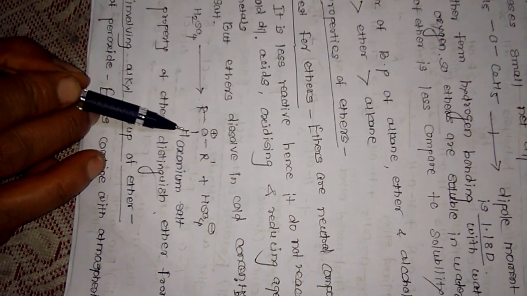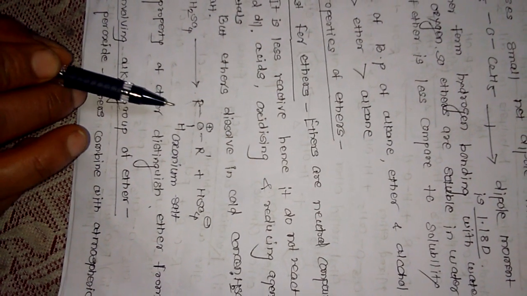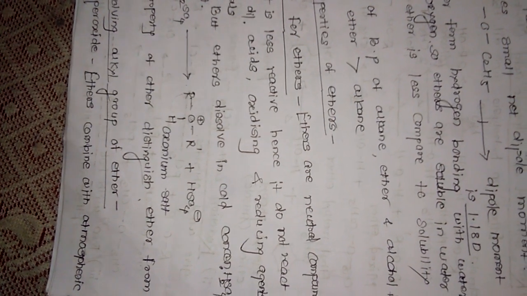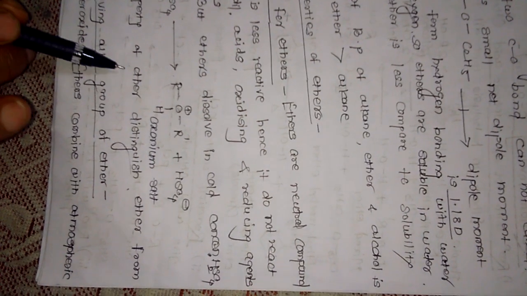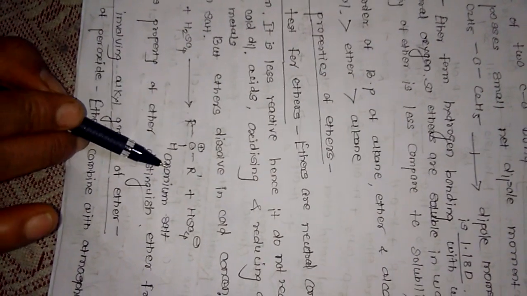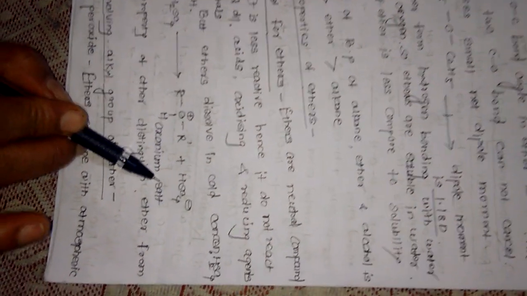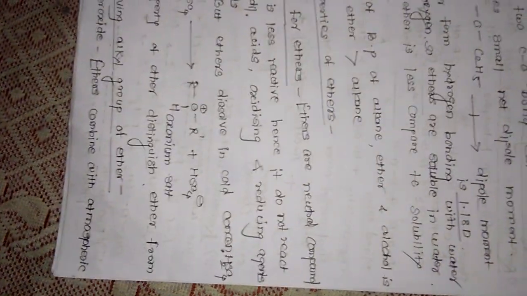This is an important property of ether which is not shown by hydrocarbons. Means when the question is what is the distinguishing reaction for hydrocarbon and ether? Formation of oxonium salt when ether reacts with H2SO4. Now, although ether is less reactive, it shows certain reactions. Next reaction, where the alkyl group of ether, the R group of ether, reacts.